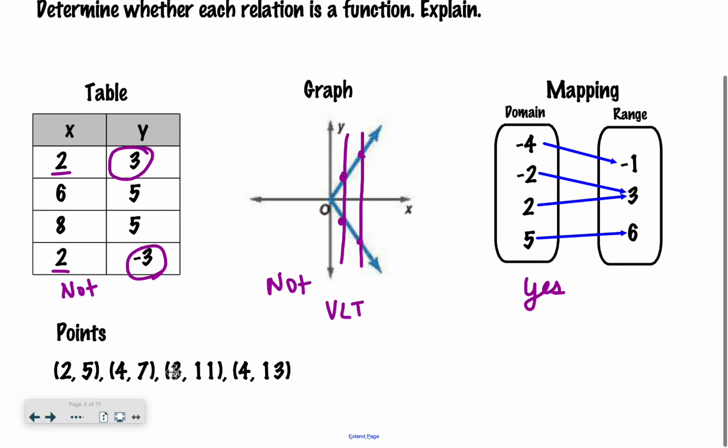All right, so with that in mind, let's look at points. When you're looking at points, the way you can tell if it's a function is, again, kind of like a table. You look, is there a value that repeats? So I have a 2, a 4, an 8, and a 4. I see, hey, those both repeated, so this is not a function.